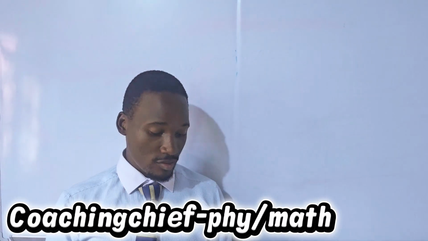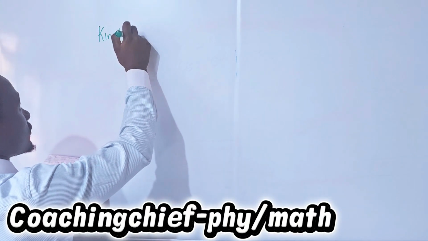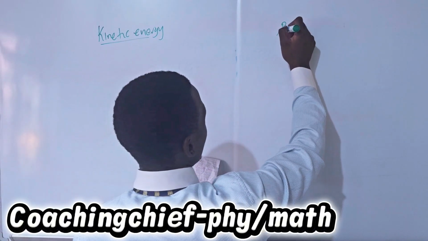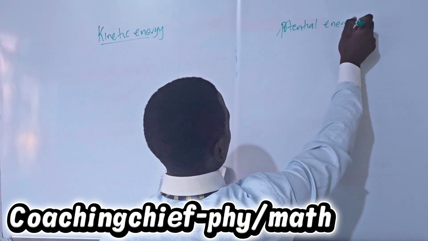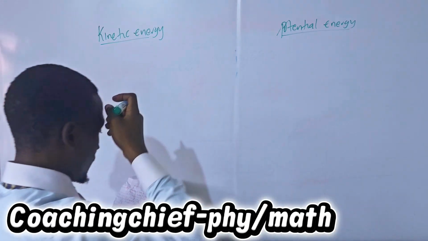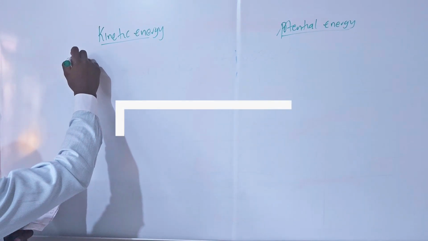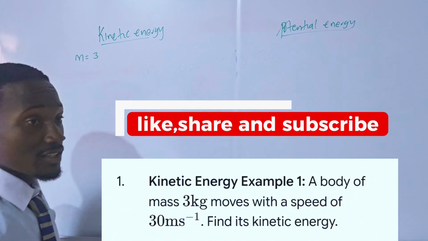Well, we are going to look at some examples. This side we are going to put for kinetic energy, and this side we put for potential energy. Now, question 1 says a body of mass 3 kilograms. We are going to start with those ones of kinetic energy.